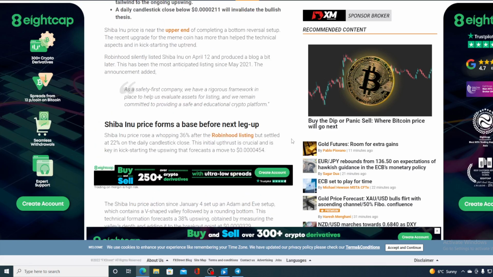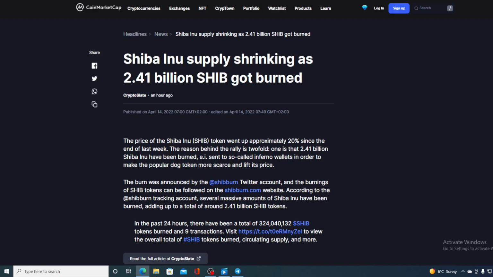And guys, Shiba Inu community is helping this price spike, because take a look at this. Shiba Inu supply shrinking as 2.41 billion SHIB got burned. The price of the Shiba Inu token went up approximately 20% since the end of last week.